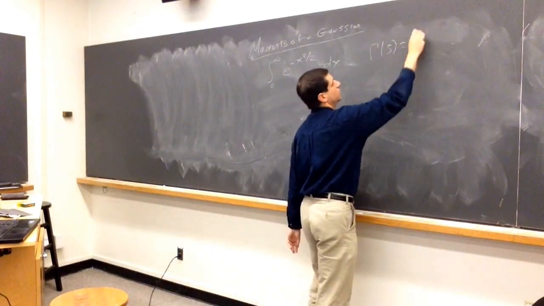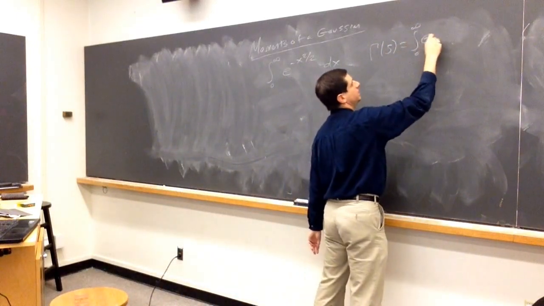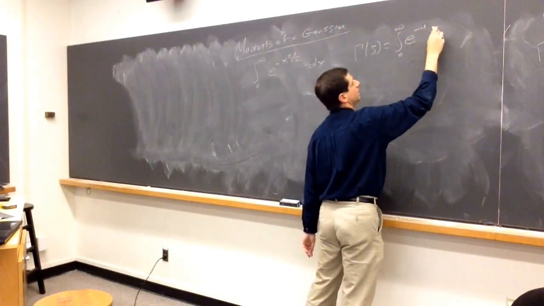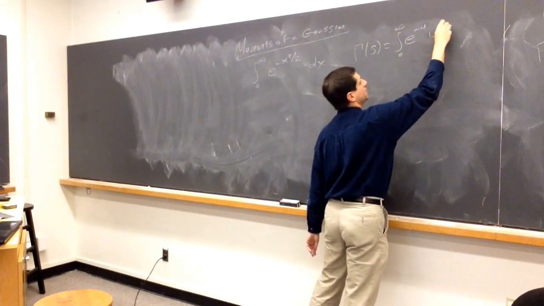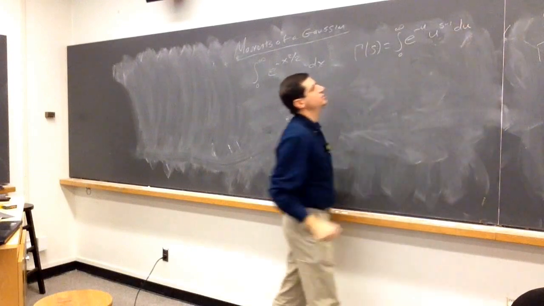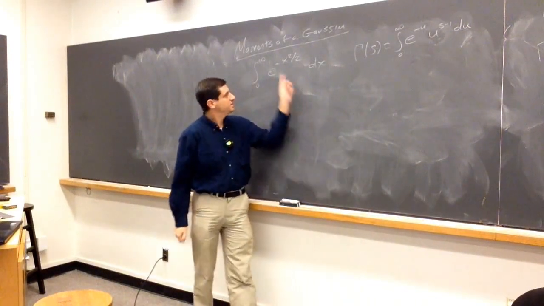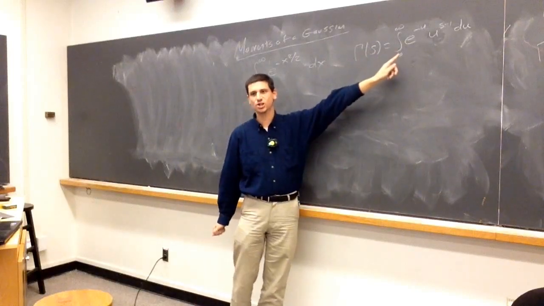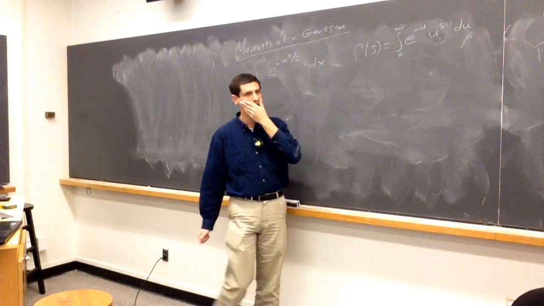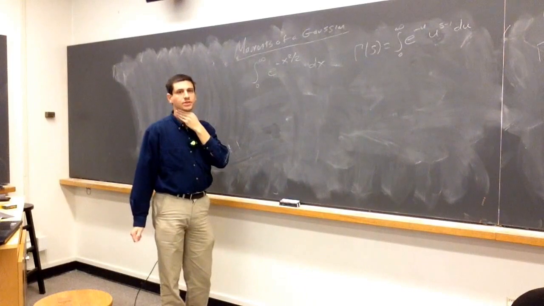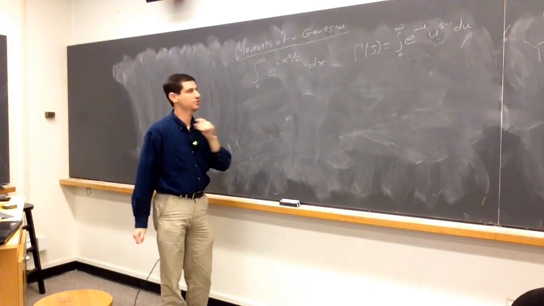Gamma of s was the integral from 0 to infinity of e to the minus u, u to the s minus 1 du. I want to use a different variable. Does this look like this? Is it close? It's close. Let's see if we can make them match.